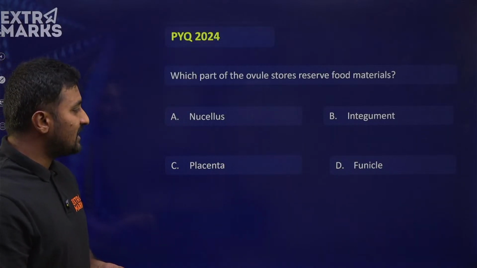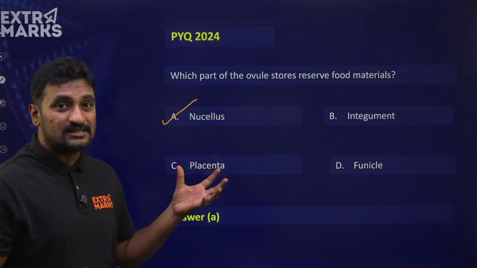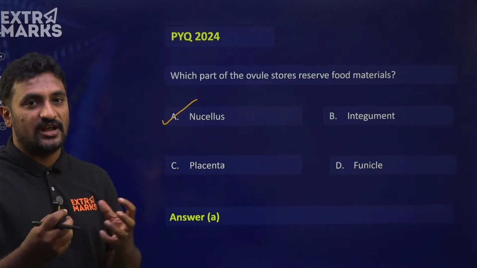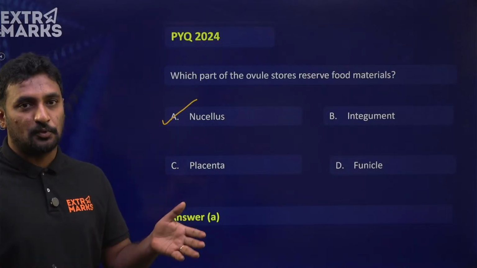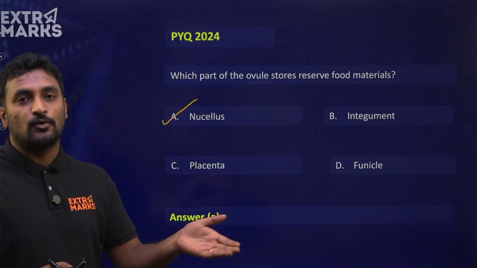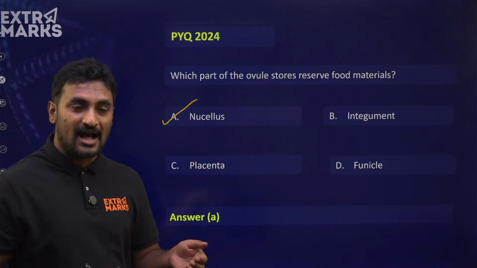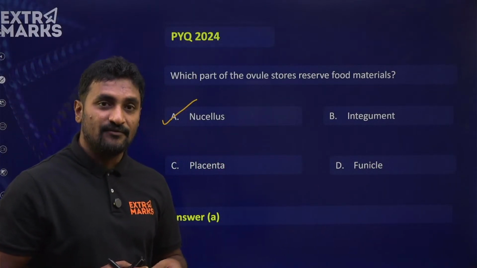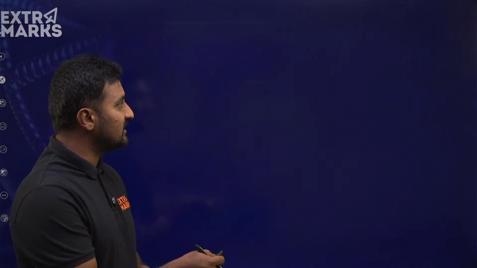Yes, absolutely right. The answer is option A, nucellus. From the nucellus, the nutrition is given to one of the cells, which takes all the nucellus nutrition and grows, and we call it the MMC, megaspore mother cell. Later on, it undergoes megasporogenesis, which results in the formation of a megaspore. And this megaspore later on undergoes megagametogenesis, which results in the formation of an embryo sac. Okay, let us take the next question.